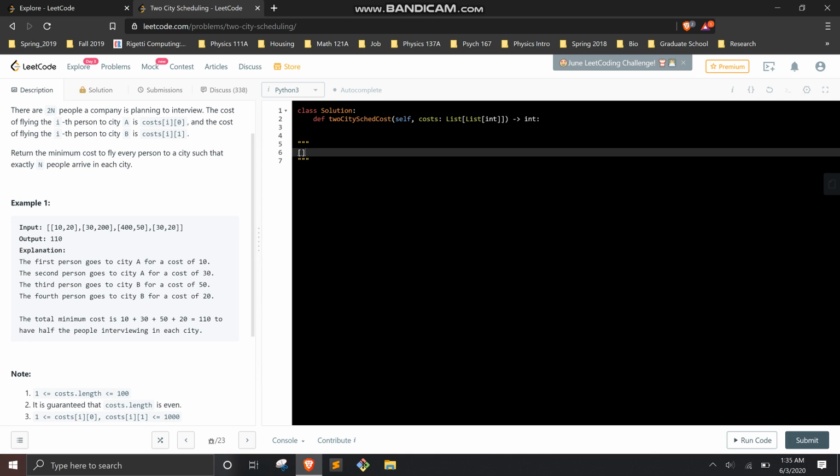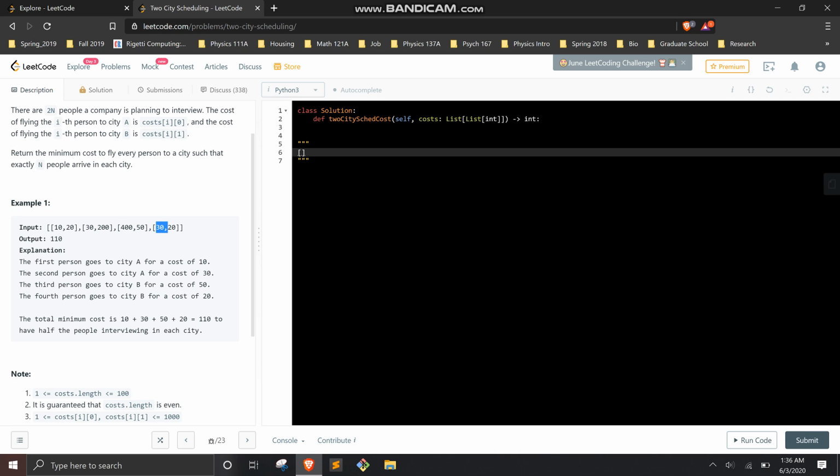So anyways, you have this example here, which is the best thing to go through. It returns 110 because it decides the best option. Since the length of this is 4, you want to fly 2 people to city A and 2 people to city B, and it decides the best option is to fly the first person to city A and the second person to city A, and then fly the third and the 4th person to city B. It decides that's the cheapest way to do it.